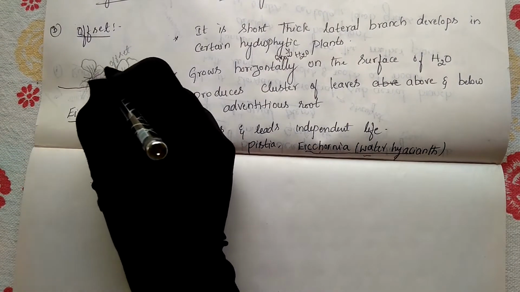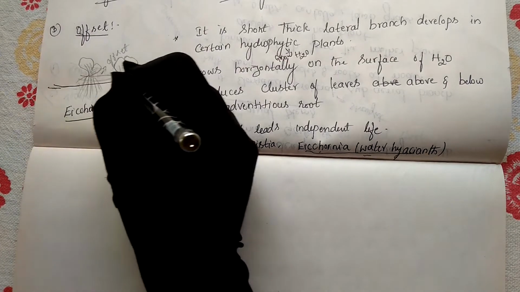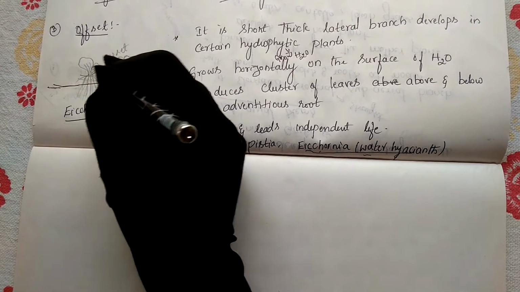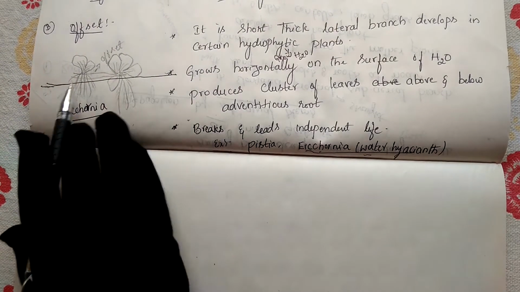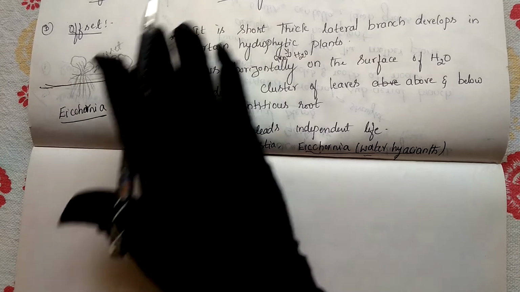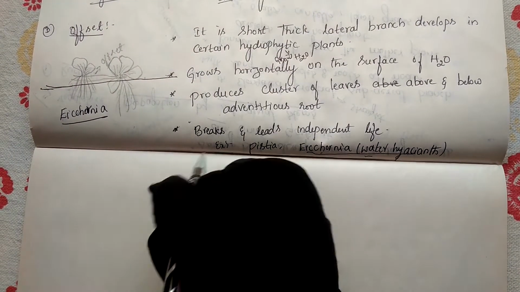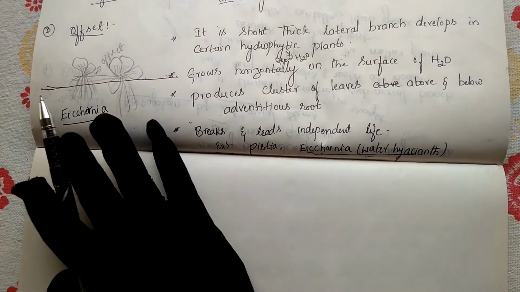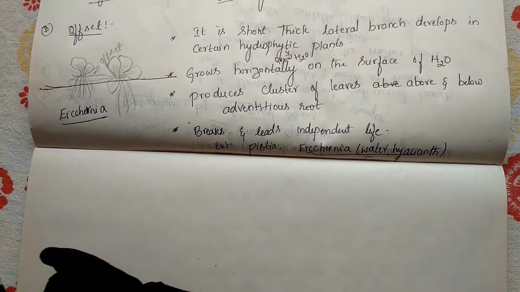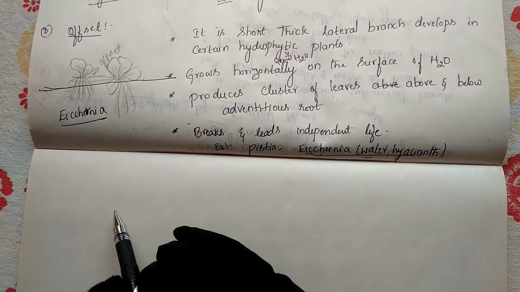Suppose this is the water surface; above the water surface the plants will grow, in a horizontal manner. Horizontal means in a sleeping manner. Like that it will completely cover the water area present in that particular body. So it grows horizontally on the surface of the water.